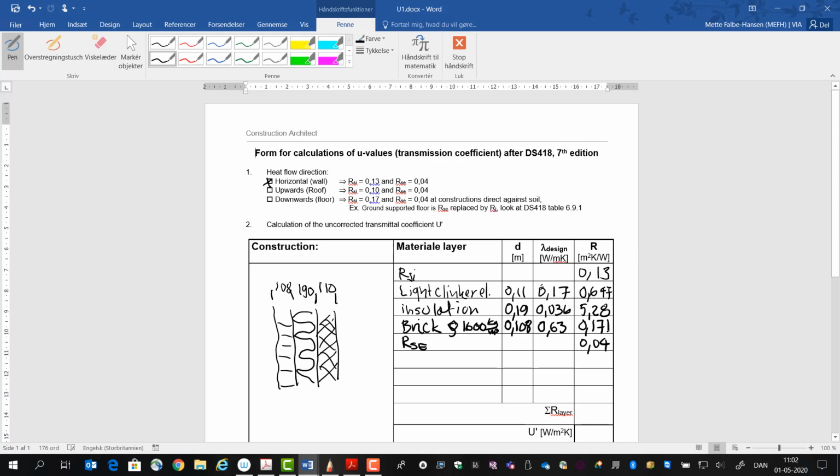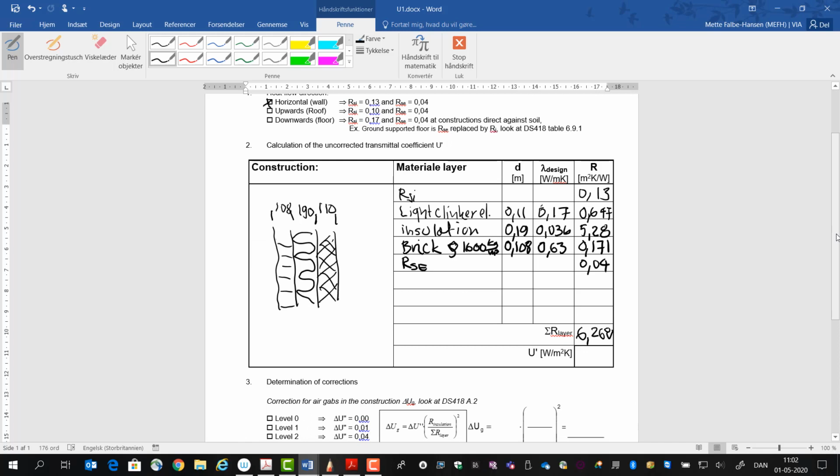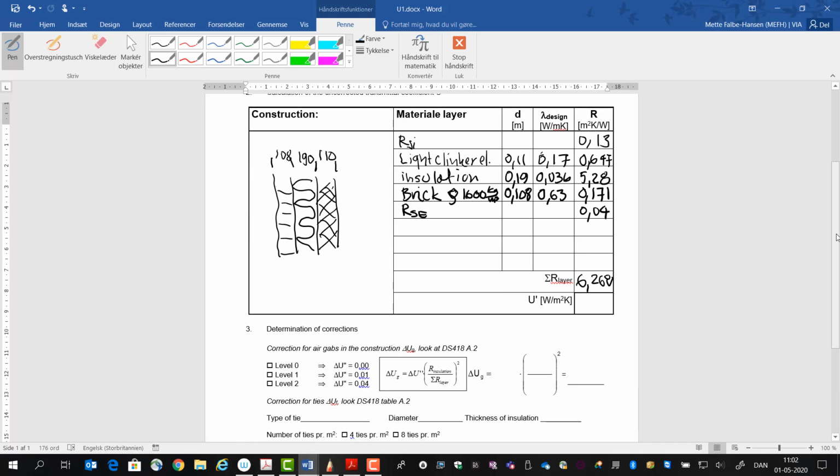The last thing we need is the surface resistance from the outside, 0.04. Then we add all these together, and that gives 6.268. The U-value is 1 over R, so 1 over 6.268, and that would be 0.159. This is the uncorrected U-value.